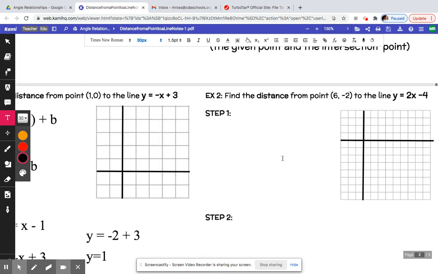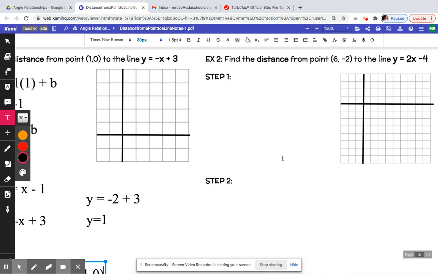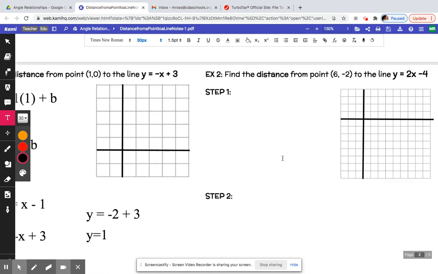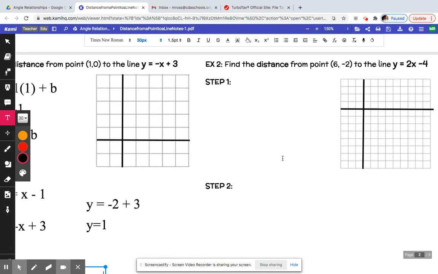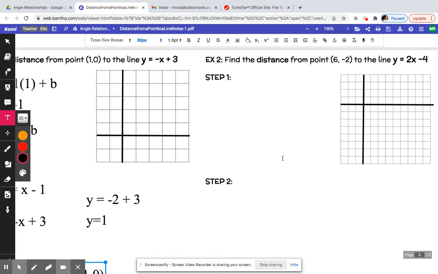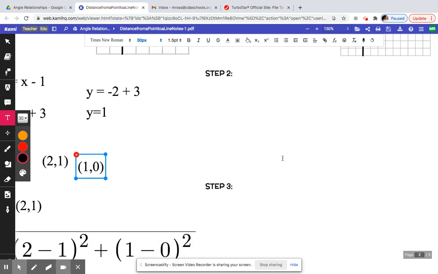But before you move on to the activity, I would really, really like you to call me over so I can check your work to make sure you did it correctly. Please do not move on to the activity until you call me over so I can check your answer on this example 2.